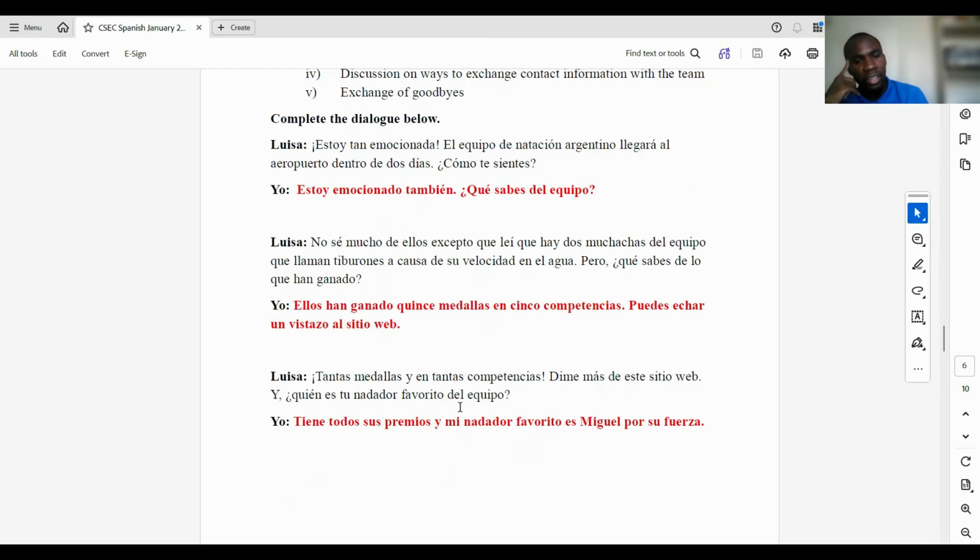Now, in a case like this, you obviously have to talk about the medals that they have won because she says tantas medallas, so many medals. So I proceeded to say, ellos han ganado 15 medallas en 5 competencias. So, I mean, you could play around with the number. So I said they have won 15 medals in 5 competitions. And then she says afterwards, dime más de este sitio web.